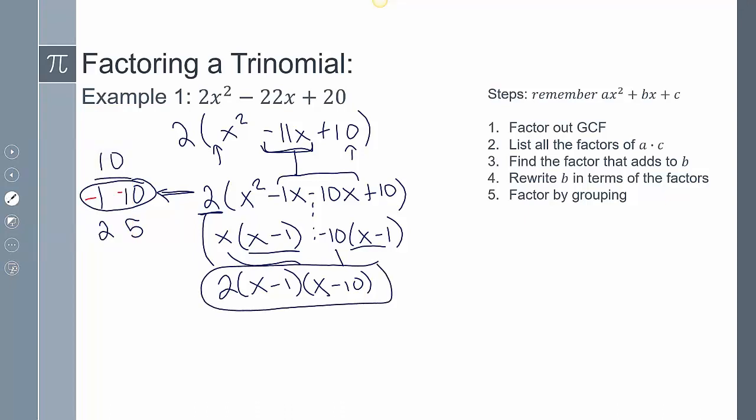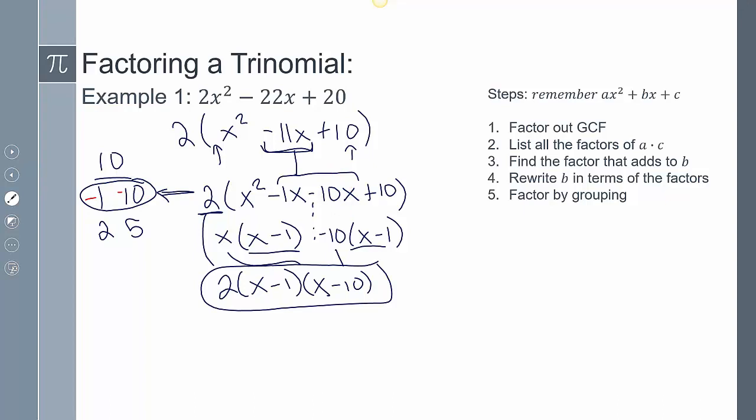So what I did here, the first thing is I factored out a GCF, so I factored out this 2 from all 3 terms here. Then I listed all the factors of a times c. Here's my a times c, and I listed all the factors: what times what gave me 10. Then the third step, I found the factors that added to b, so negative 10 and negative 1, which gives me that negative 11. Step 4 is I rewrote b in terms of the factors. So instead of writing minus 11x, I wrote the minus 1x and the minus 10x that I got here.